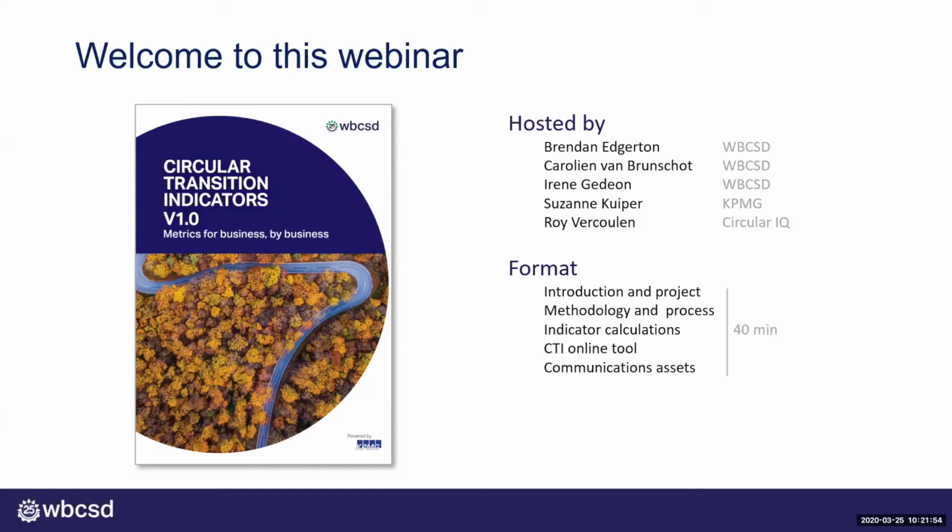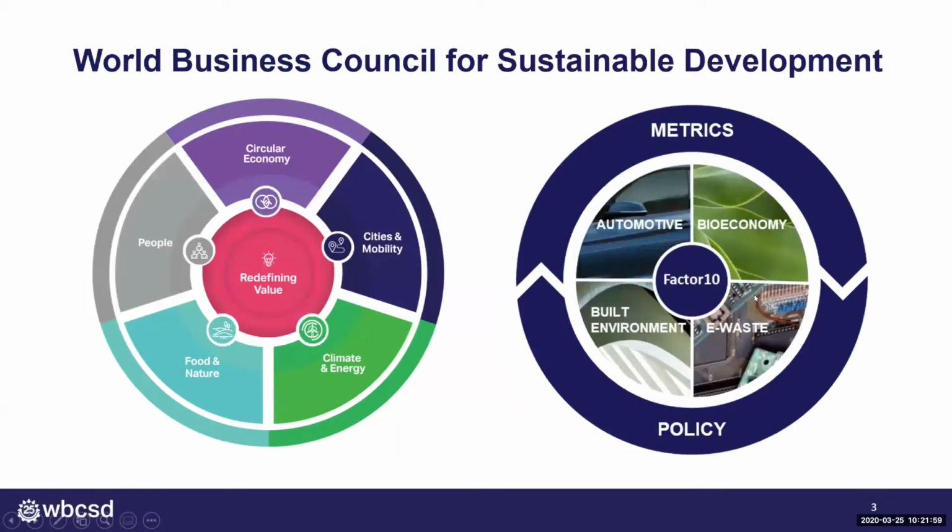For those less familiar with WBCSD, the World Business Council for Sustainable Development is a member-based organization of 200 global companies that work together on business solutions for a more sustainable world. Through collaboration, we aim for results that are more impactful than any company could achieve on its own. We built our programs around 6 systems transformations that are necessary to achieve a sustainable world by 2050. These are cities and mobility, climate and energy, food and nature, people, redefining value, and circular economy.